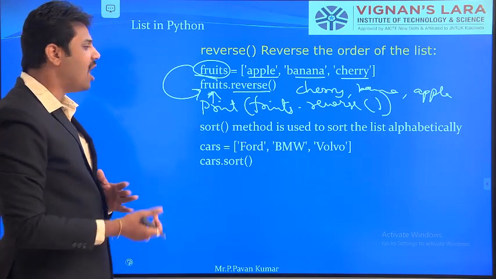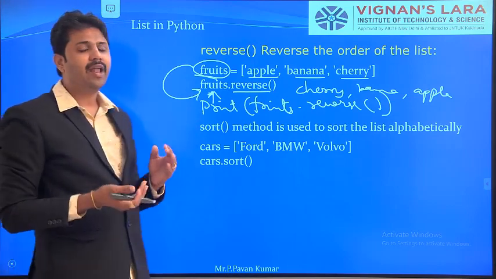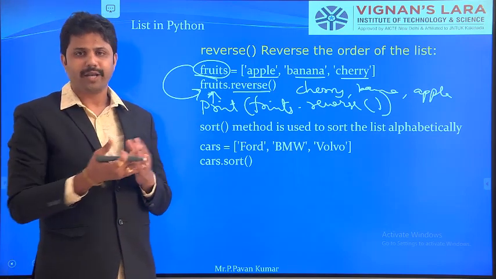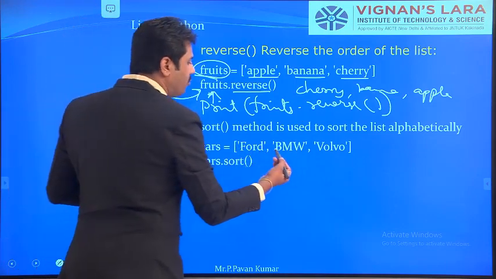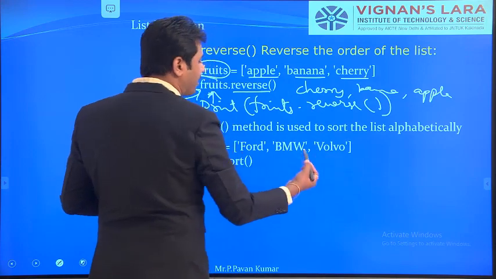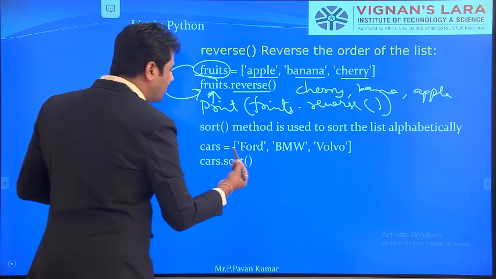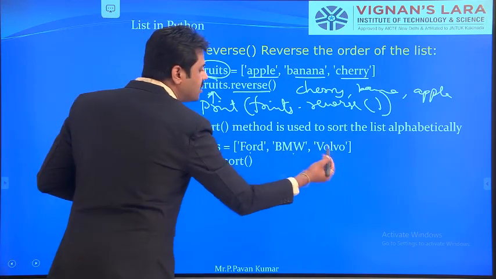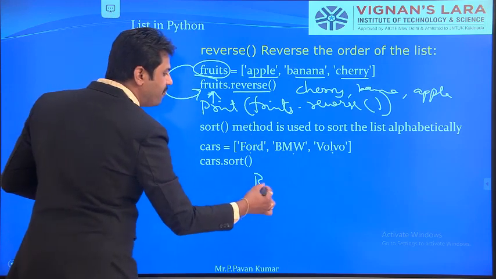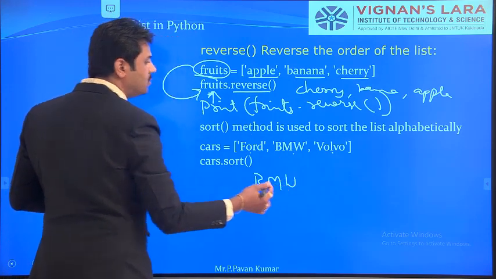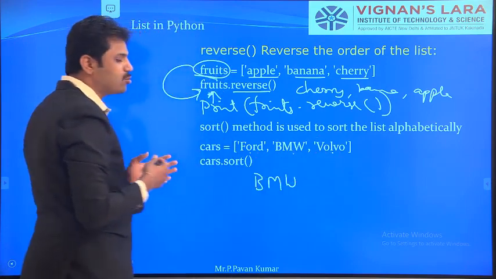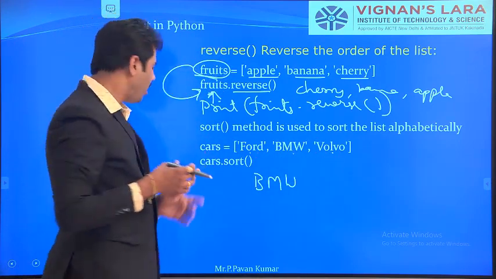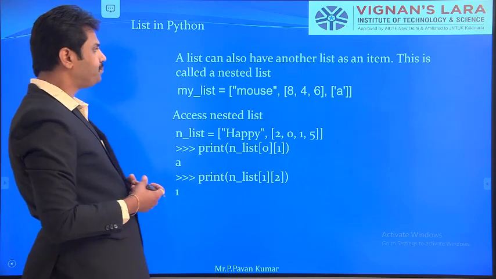Next, sort. Sort is a method which is used to perform the sorting operation. That means based on the character, first, what character it contains. So among these 3 characters, B is going to be printed first. Next, F and B, like this it is going to be performed in sorting order.